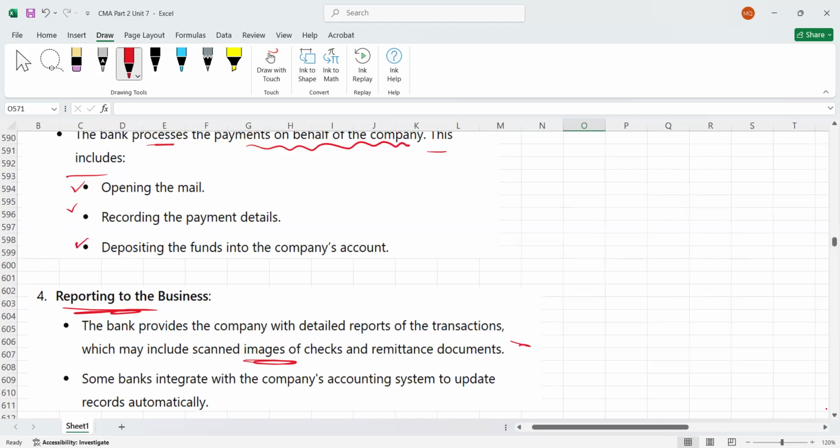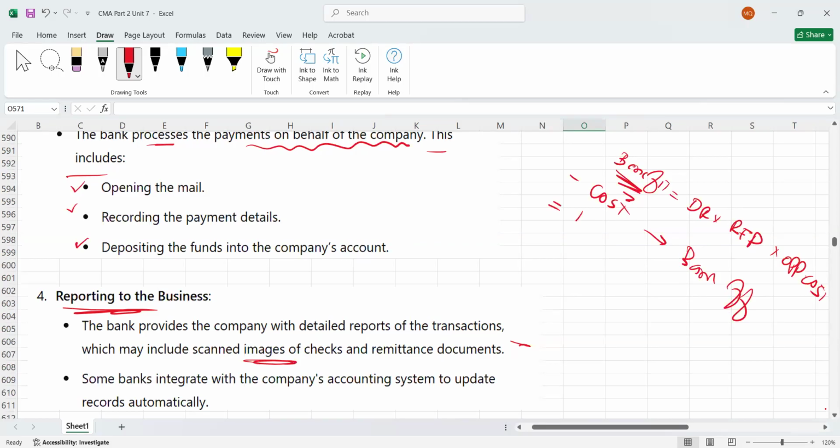And please, again, in an exam question, they may ask you, should we go for lockbox system or not? So you will again calculate the benefit in a similar way. You will calculate your daily receipts, multiply with the reduced float period, and multiply with the opportunity cost, similar to what we just did before. And this is your benefit. From there you will deduct cost, and the cost will be what? The bank fee. Okay, whatever the bank fee is. So if benefits are greater than cost, then you should go for the lockbox system. If cost is greater than benefit, then you should not go for it. Okay, so this is the lockbox system.